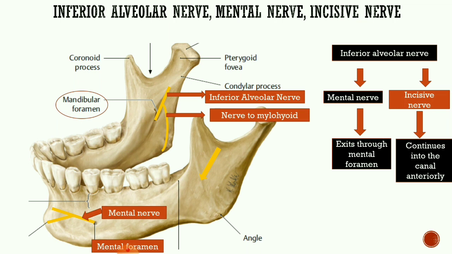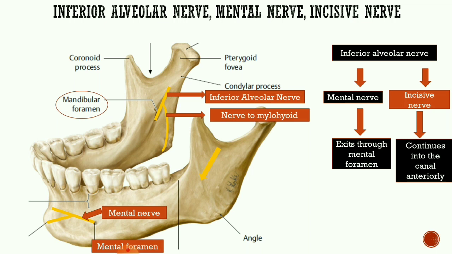After entering the mandibular canal, one branch comes out of the mental foramen in the form of the mental nerve, whereas another branch continues through the canal and supplies the mandibular anteriors, which is called the incisive nerve. So concentrate on the flow chart.